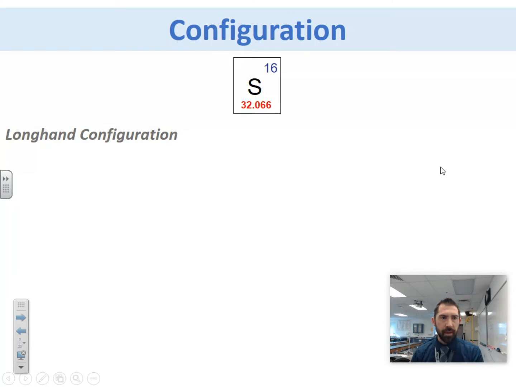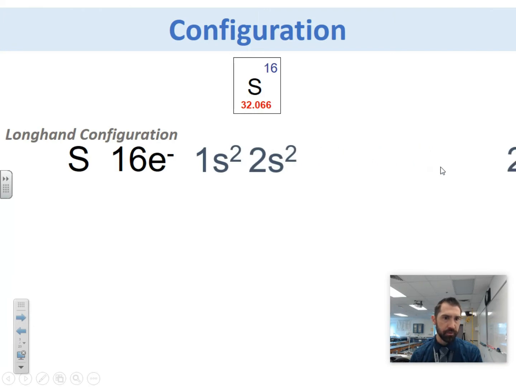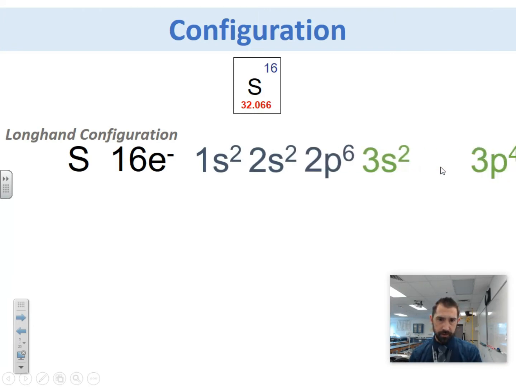And so let's go back to Unit 1 in configuration. If we were to look at the configuration for sulfur, 16 is the atomic number, which means for a neutral atom, we'll also have 16 electrons. We'll fill into 1s2, 2s2, 2p6, 3s2, and then end at 3p4. And that should make sense if you look at your 3p on your periodic table. Sulfur is the fourth element over.